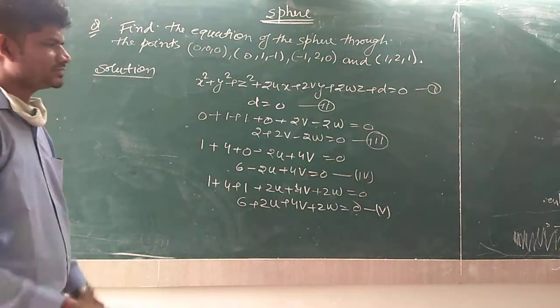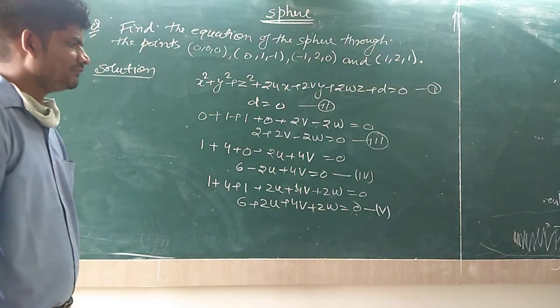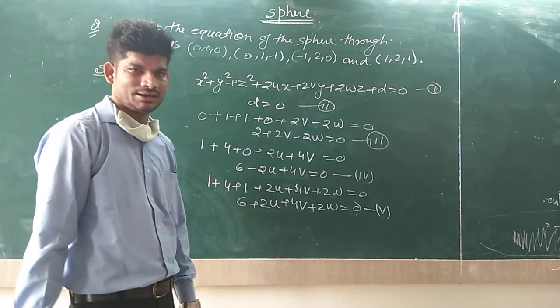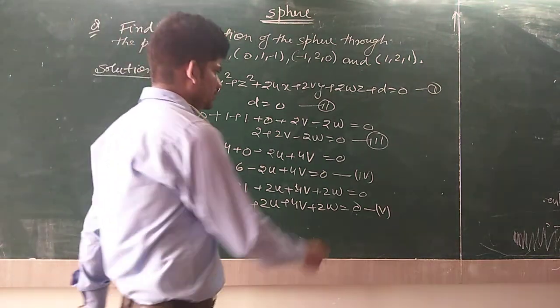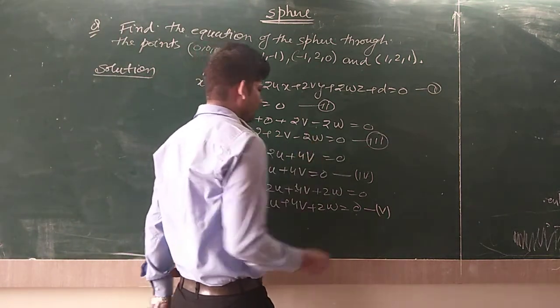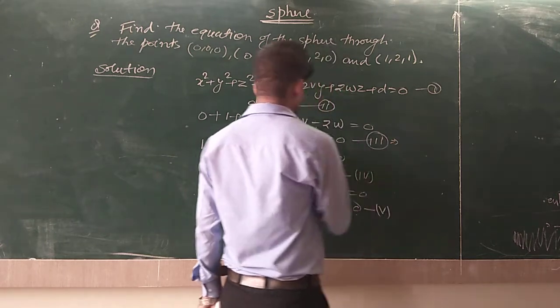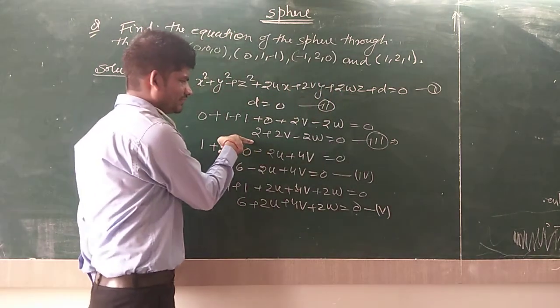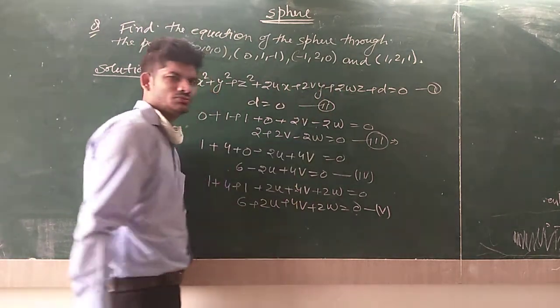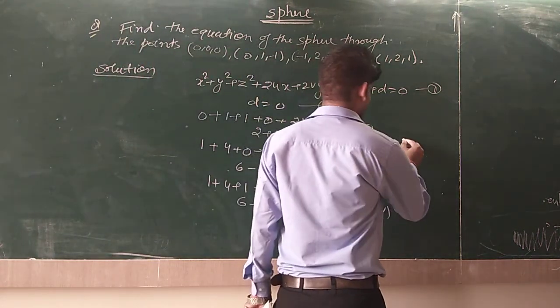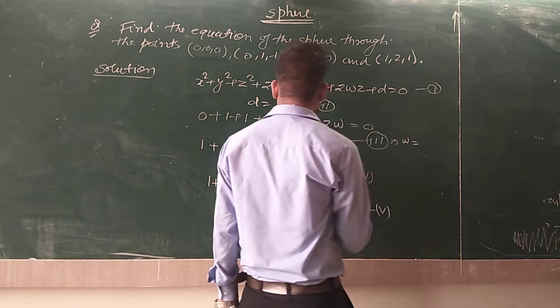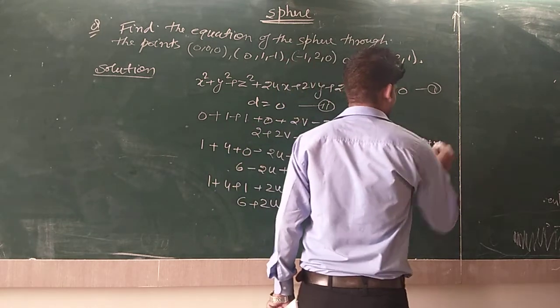Solve equations number 3, 4 and 5 and find the values of u, v, w. In equation 3, we find the value of w. Dividing each element of equation number 3 by 2, we get w equal to 1 plus v.